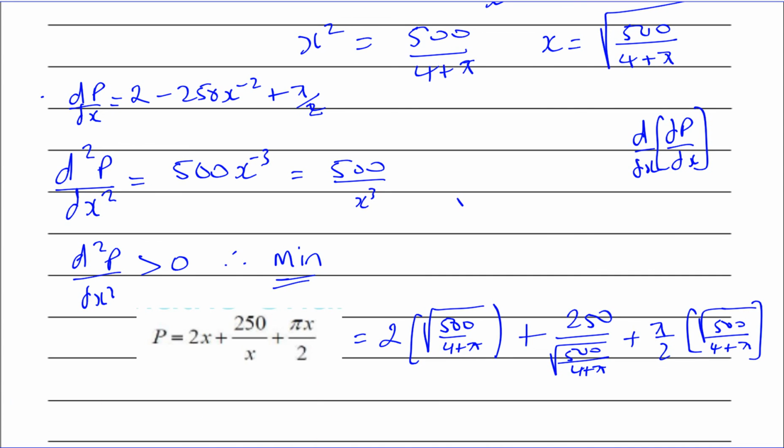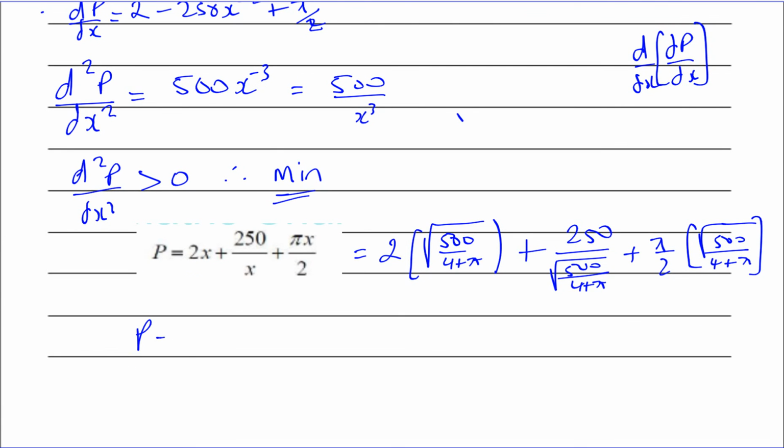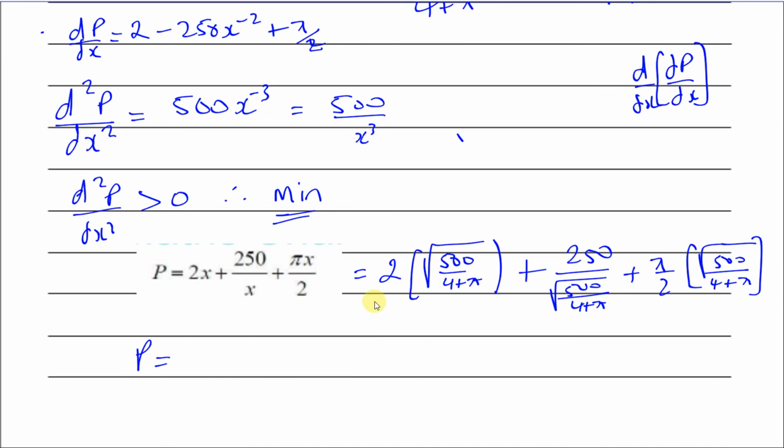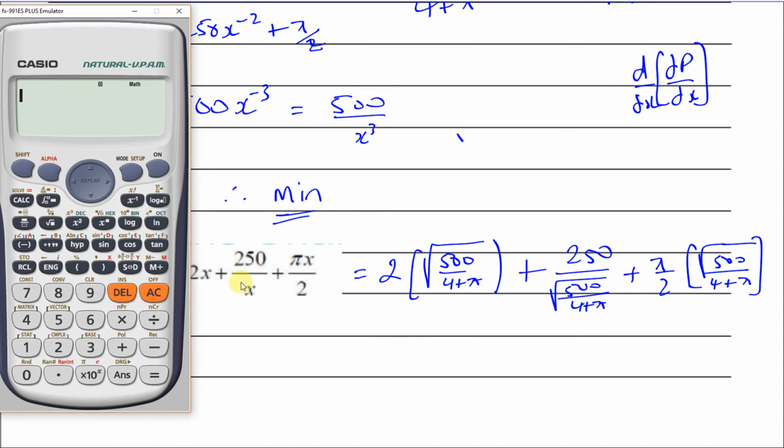We could have just written it to maybe 4 or 5 decimal places and then continued, but I'm just being a bit extra. So the perimeter, because it asked us to find the minimum perimeter, so we've got to find the perimeter. What I'm going to do is take the square root of 500 over 4 plus pi, and store that as A. And now I can just put 2 times A. So 2, recall A, 2A plus 250 divided by A.